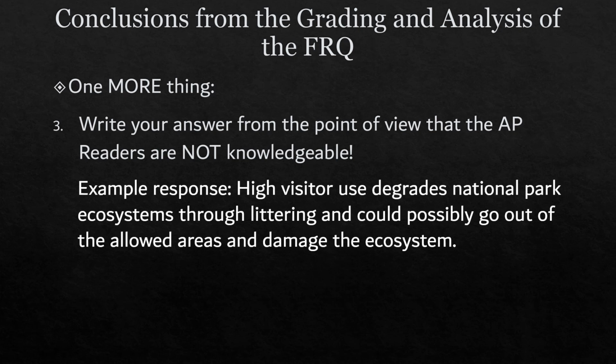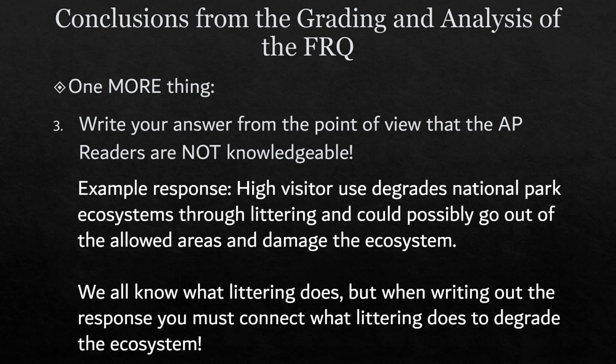So in order to get the points for this discuss question, the student needed to describe how littering would degrade the park and how going outside the allowed areas could damage ecosystems. We know that littering could potentially kill wildlife if animals try to consume it. We also know that going outside the allowed areas of the park means humans could potentially kill rare producers by stomping on them. But if it is not typed out, it will not count. So please, please, please make sure you are describing as well as informing these AP readers of your knowledge.